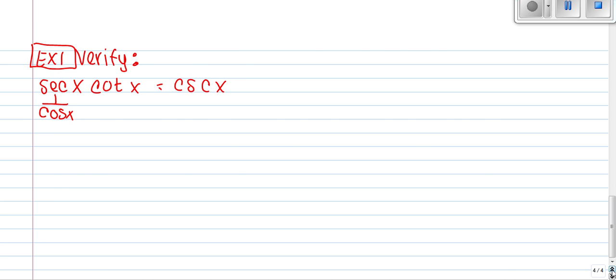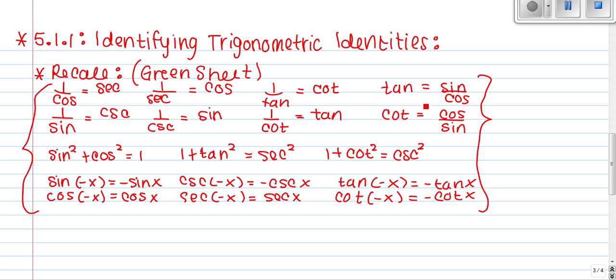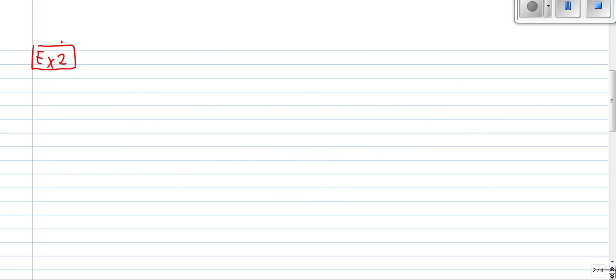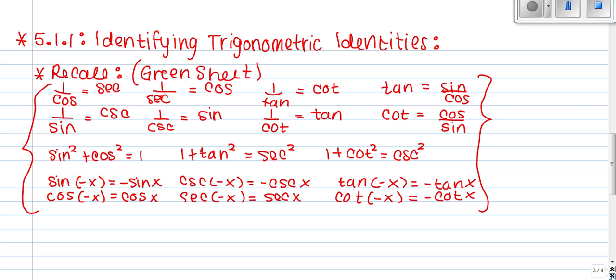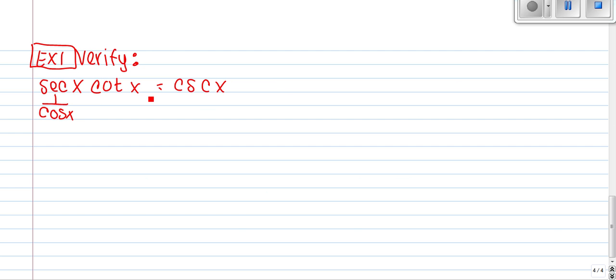Cotangent, let's check. Like I said, I want it with cosine and sine. So cotangent is right here. It is cosine divided by sine. Then I start simplifying. Cosine cancels with cosine, and I'm left with 1 over sine.